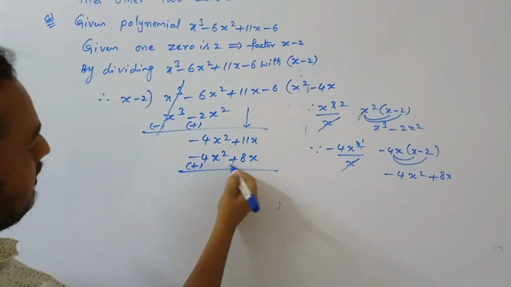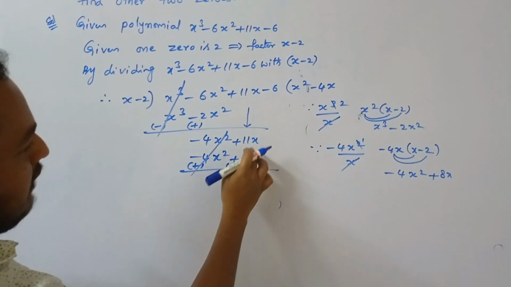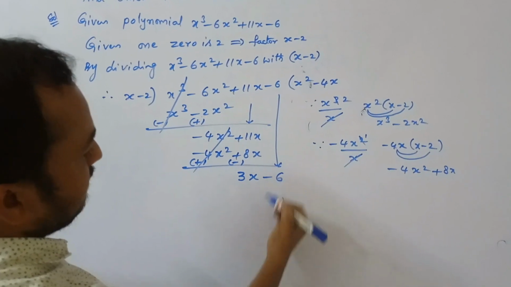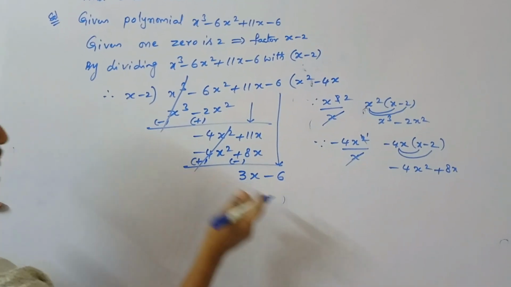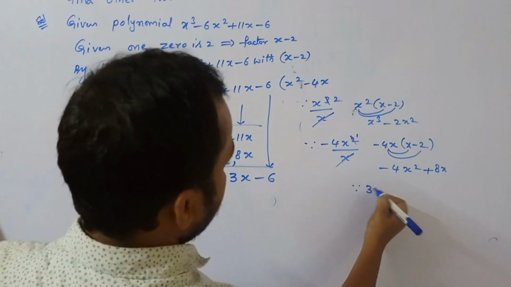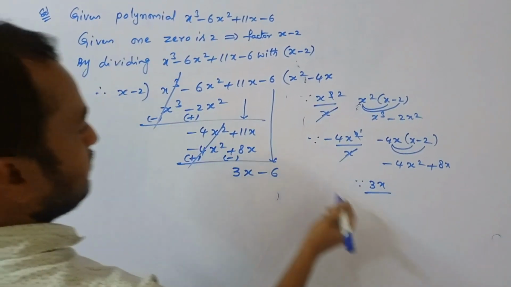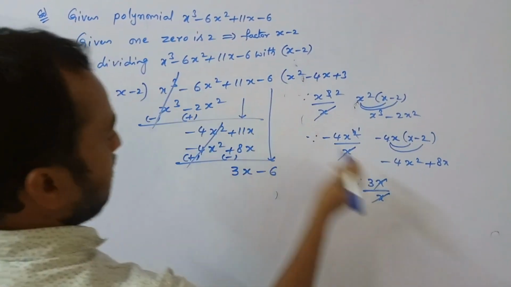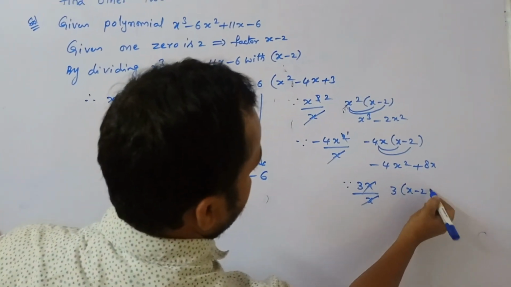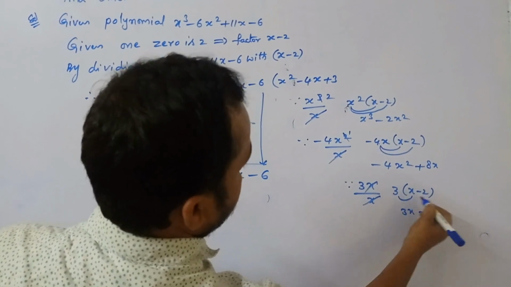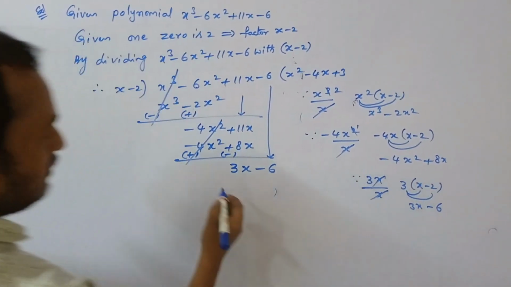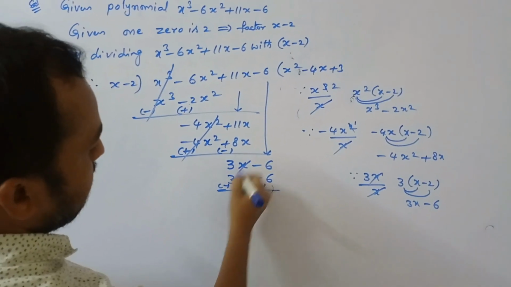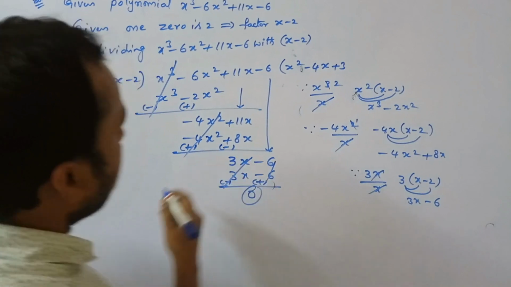Here change signs, plus minus. 11 minus 8 is 3, 3x, take minus 6. Again first term by first term, 3x by x, x cancels, we get 3. 3 into x minus 2 is 3x minus 6. 3x minus 6, change signs, minus plus, cancel, 0.